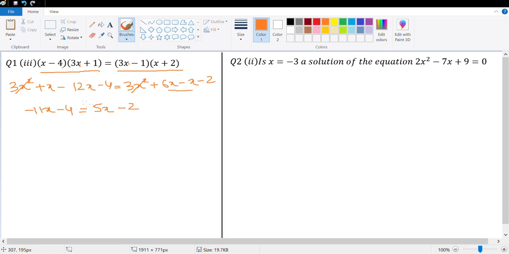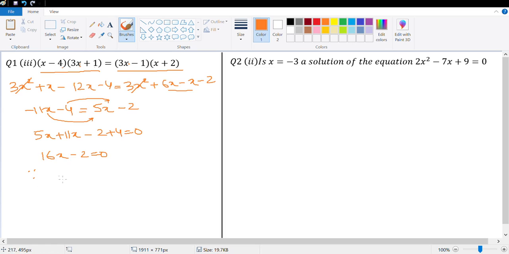Let's take everything on one side. So this is 5x plus 11x minus 2 plus 4 is equal to 0. I've taken negative 4 on this side. 5x plus 11x minus 2 plus 4 is equal to 0, which means 16x minus 2 is equal to 0.